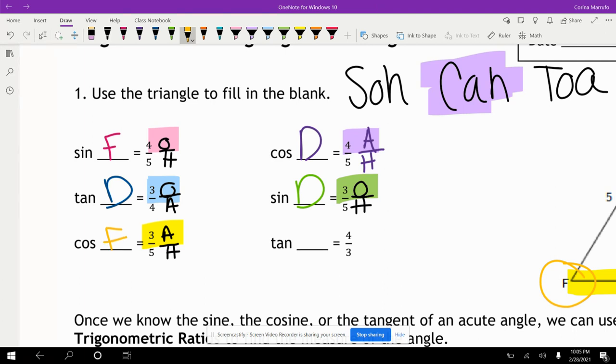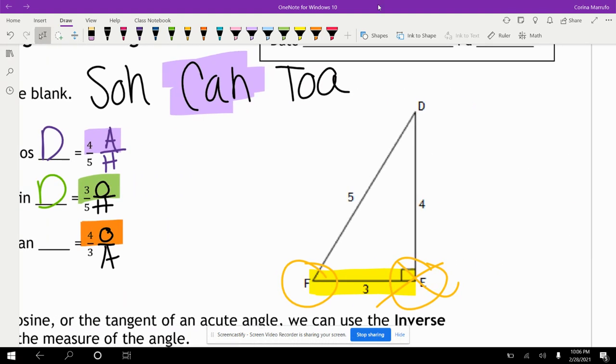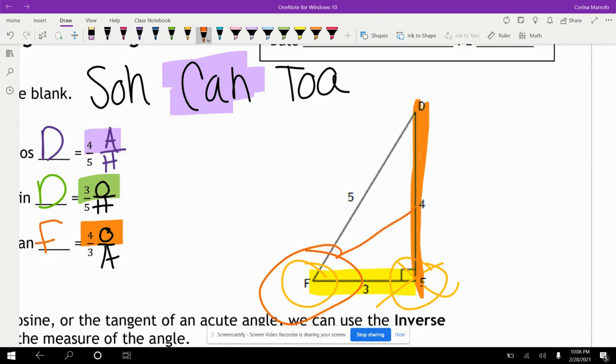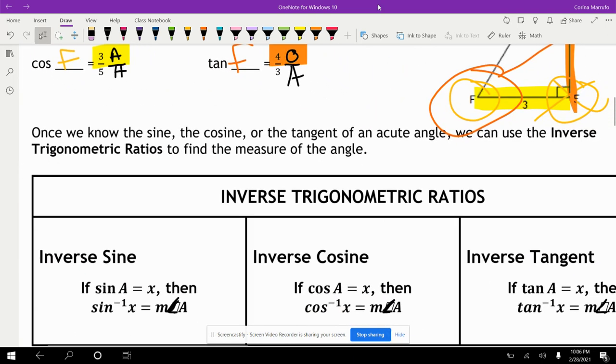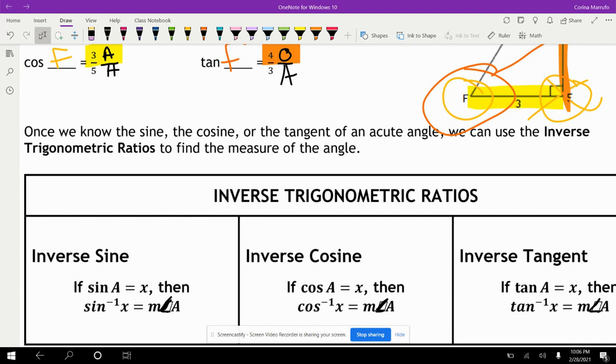Okay. And then last we have tangent is 4 over 3. So tangent, if we remember, is opposite over adjacent. And the opposite here they're telling us is 4. So I'm going to find 4. So here's 4. And opposite 4 is going to be angle F. And that's it.